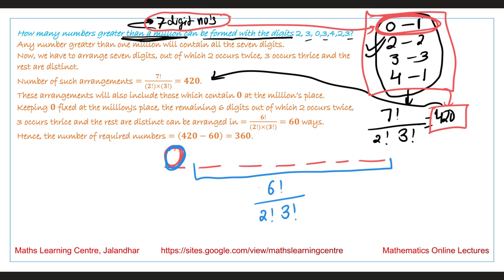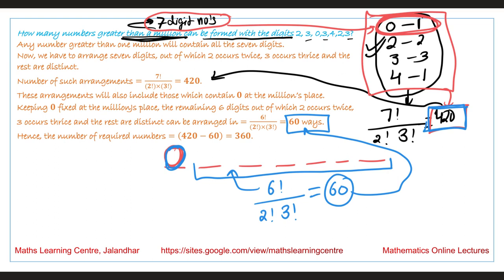So the number of arrangements we can make is 6 factorial by 2 factorial into 3 factorial, and the answer we obtain is 60 ways. So we are saying that out of these 420 numbers, 60 numbers are there on which we will have 0 on the millionth place. We are having 60 numbers for which 0 is on the millionth place.